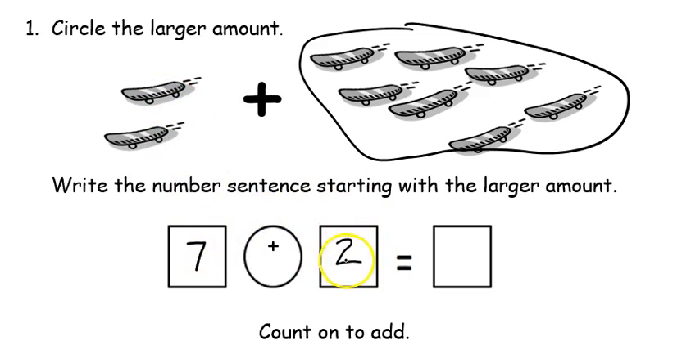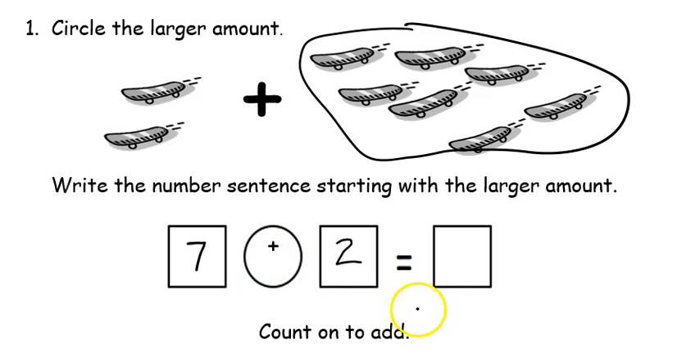I know that I can write 7 plus 2 instead of 2 plus 7 because in the previous lesson, we looked at the fact that when we switch these facts around, or use the commutative property for addition, our sum doesn't change. The benefit of starting with our larger number is we can start with the 7 and then count up 2 more to get our sum.